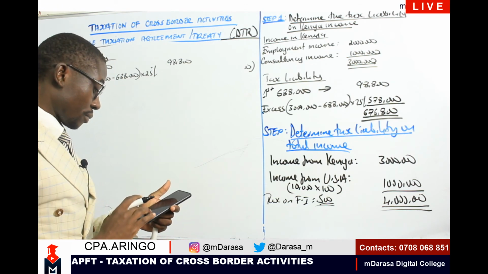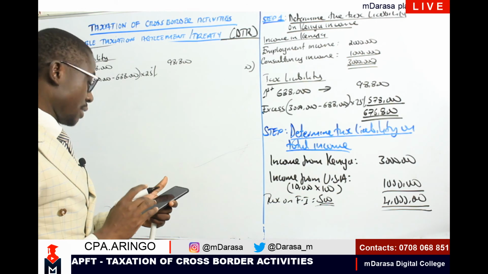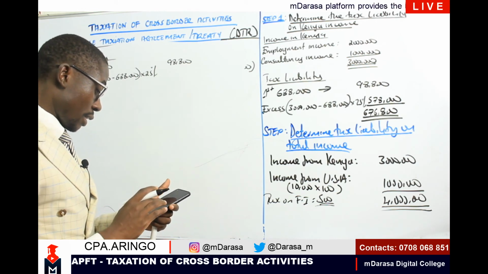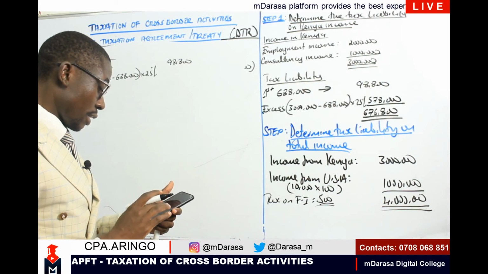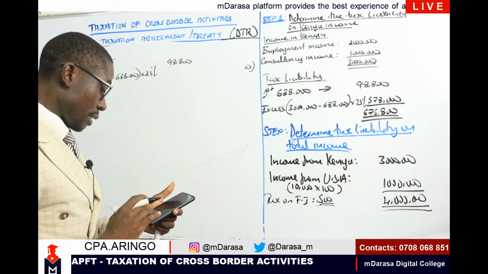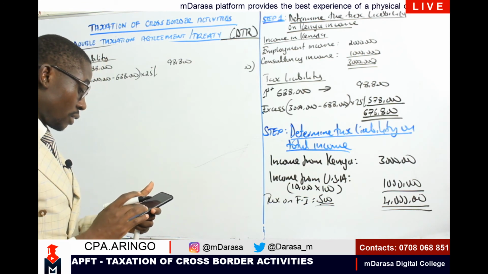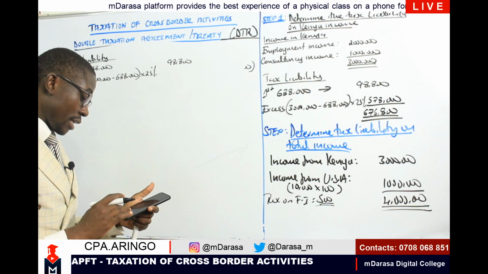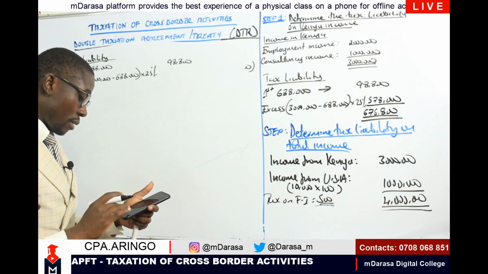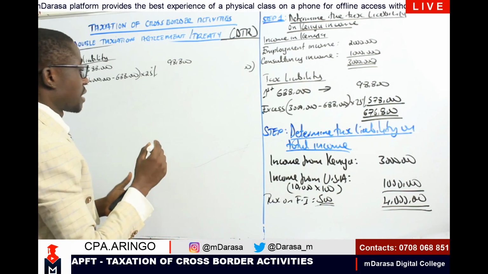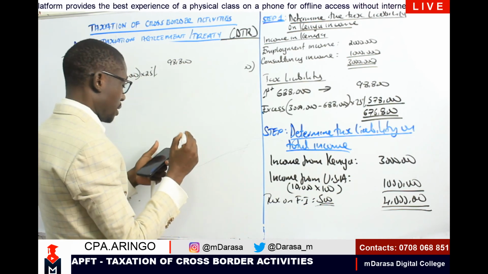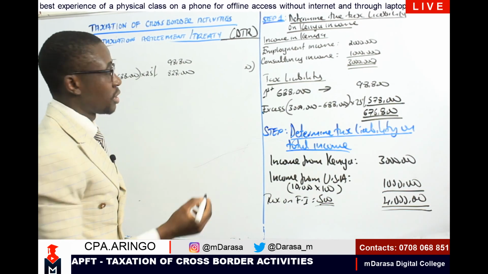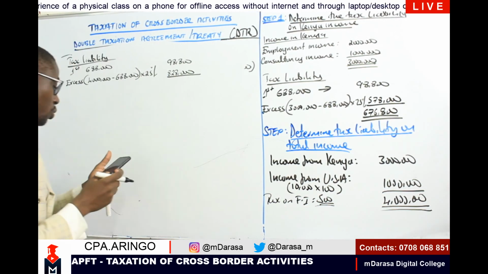4 million minus 688,000. So that should give us 3,312,000. We multiply by 25%. So that should give us 828,000, right? 828,000.